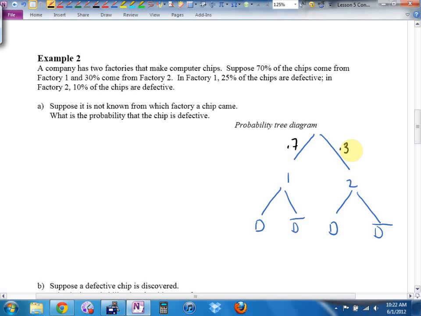Well, 70% come from factory 1, 30% must come from factory 2. If we're given that we're in factory 1, Caitlin, what's the probability that we're defective? 0.25. What about that it works? 0.75. What about if we're in factory 2? Well, it doesn't make as many, so I guess maybe they have better quality control. What are the odds that they're defective? 0.1, which means 0.9 or not.